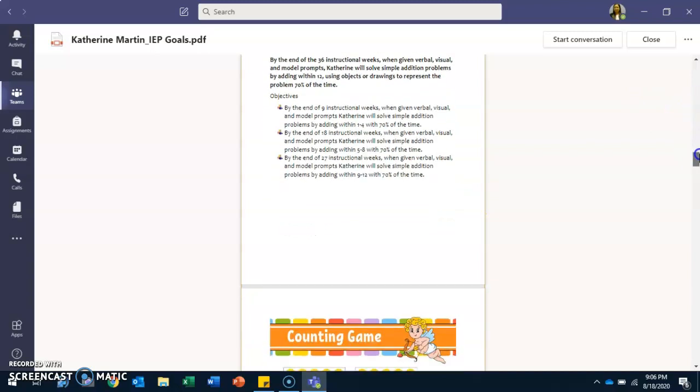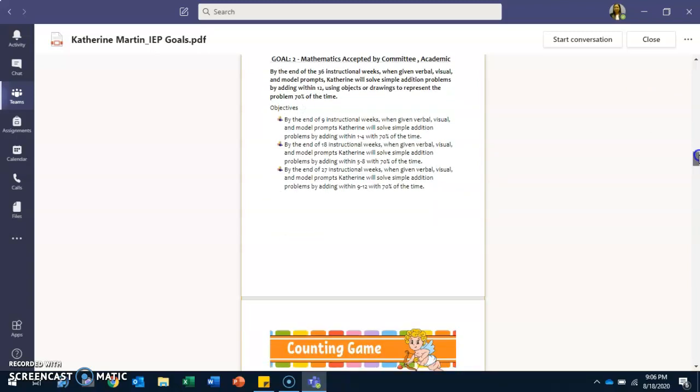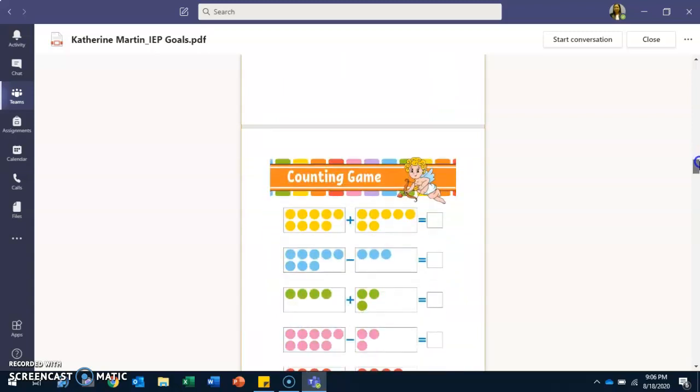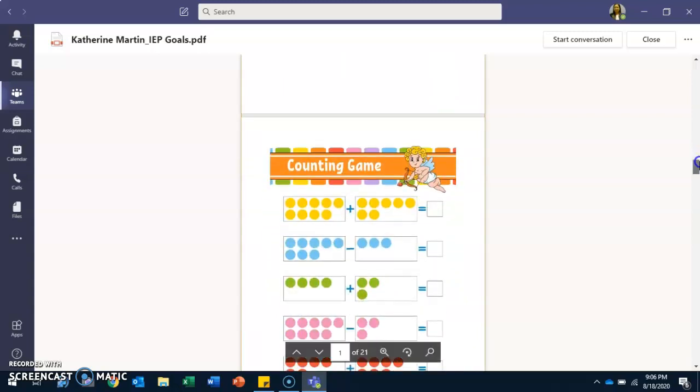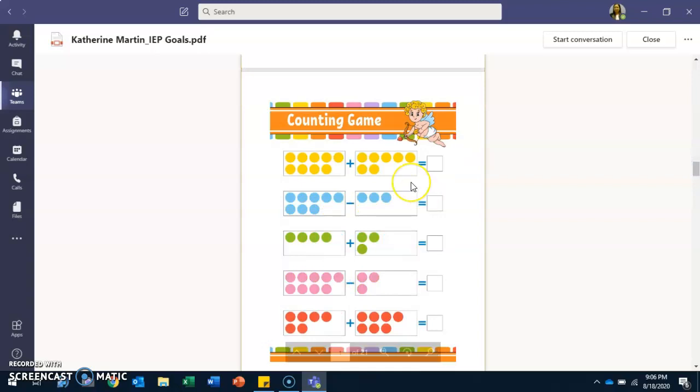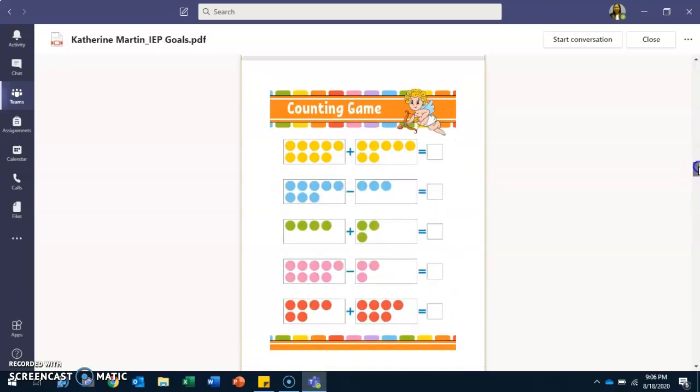So, Catherine, let's review. Remember, we're going to go over addition. I'm going to do the first one with you, so make sure you get this worksheet out. I'll go ahead and give you some time. I'm going to go over the first one with you. Let's add these circles in the first question. Let's count how many circles.